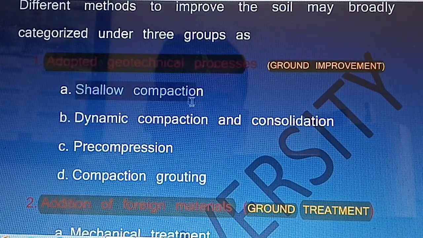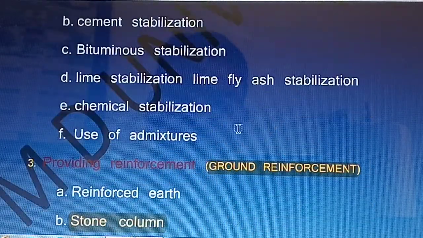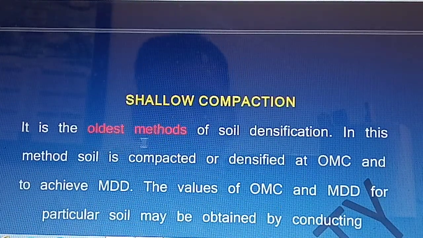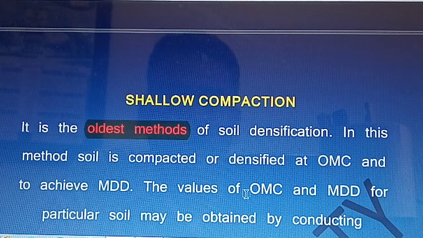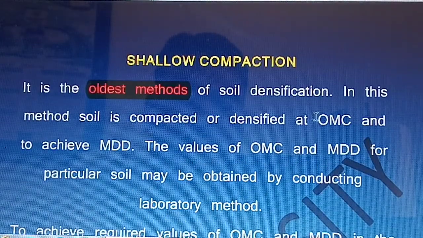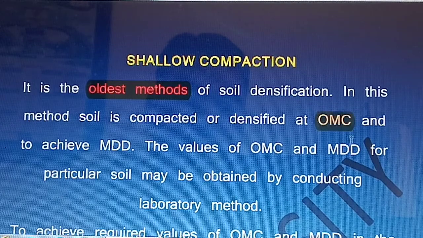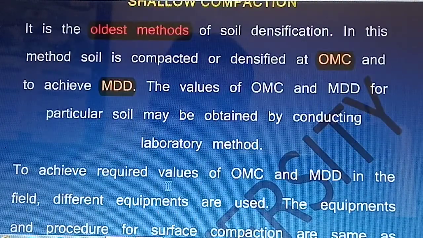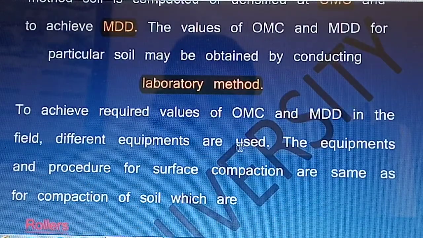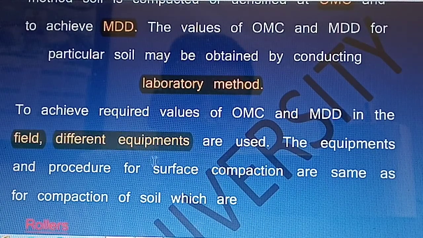Now I will explain the first method, that is shallow compaction. Shallow compaction is the oldest method of soil densification. In this method, the soil is compacted at optimum moisture content to achieve the maximum dry density. The values of this OMC and MDD for a particular soil may be obtained by conducting laboratory tests. To achieve required values of OMC and MDD in the field, different equipments are used.